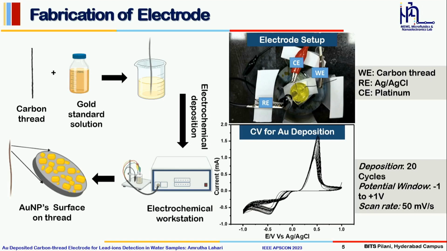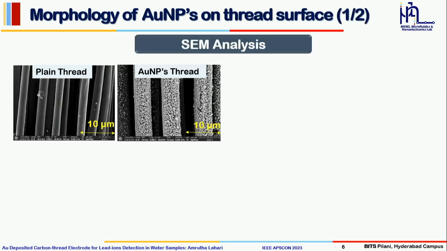This is the optimum condition where we found that even deposition of the gold happened, and anything more or anything less than this was causing agglomeration of gold particles. Then we did the SEM analysis for the same.